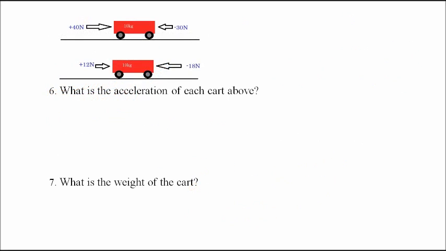Now we're ready to work on question 6. And question 6 is a little bit different. Question 6 says, what is the acceleration of each cart above? And there are 2 carts. Well, if we look at the information that we have, force, mass, and acceleration, we actually do have the force. The force that we're going to use is going to be the net force. So this becomes F subscript net. That stands for net force.